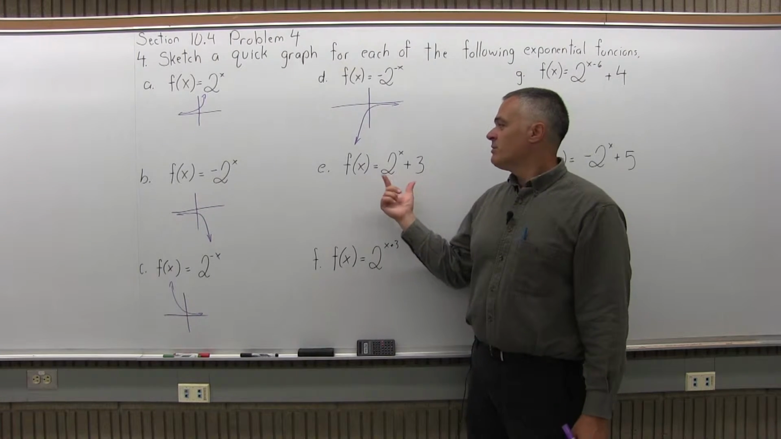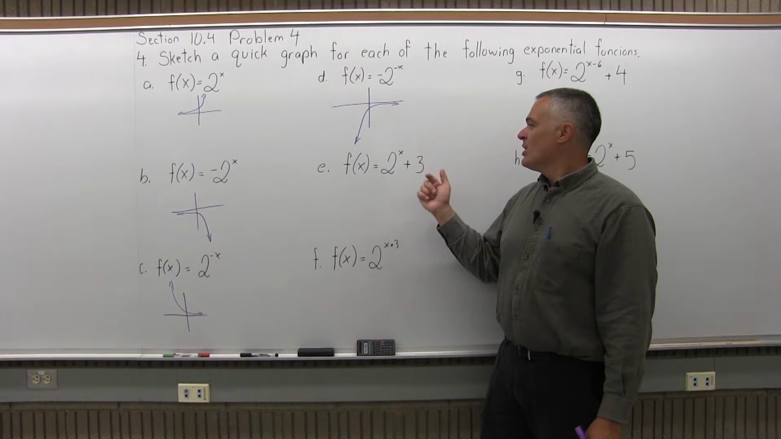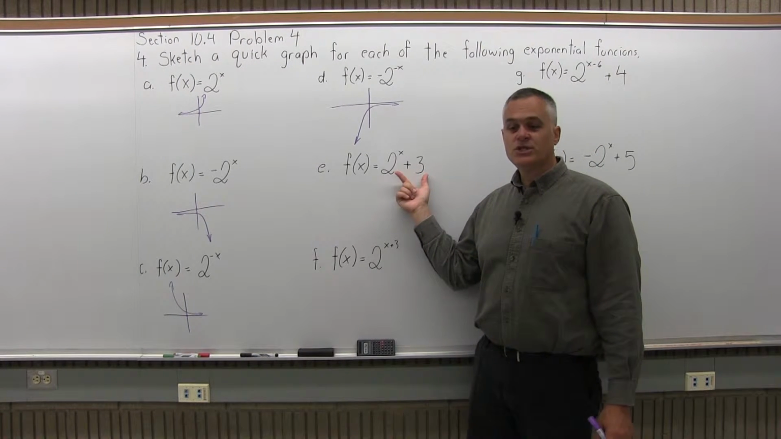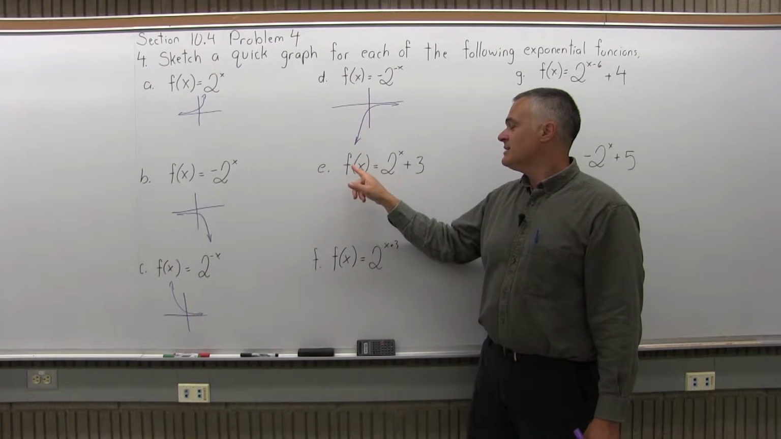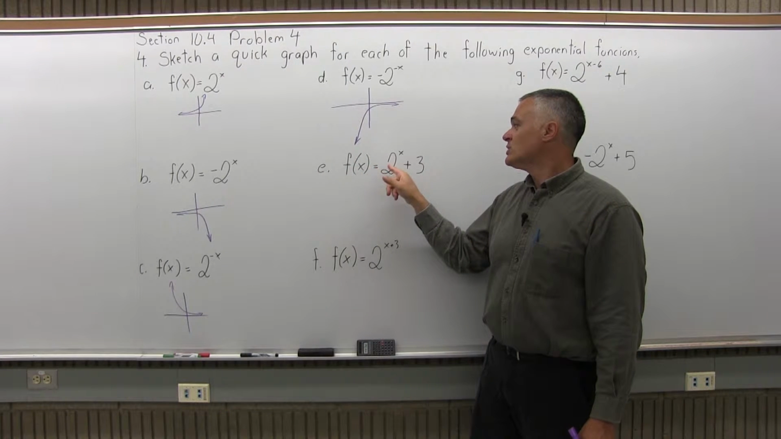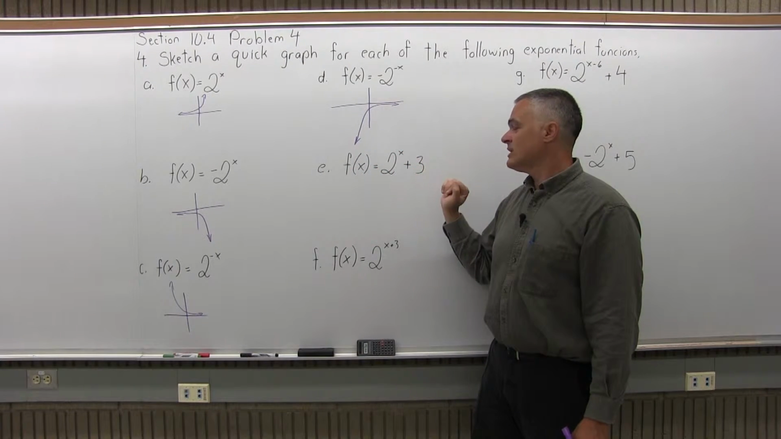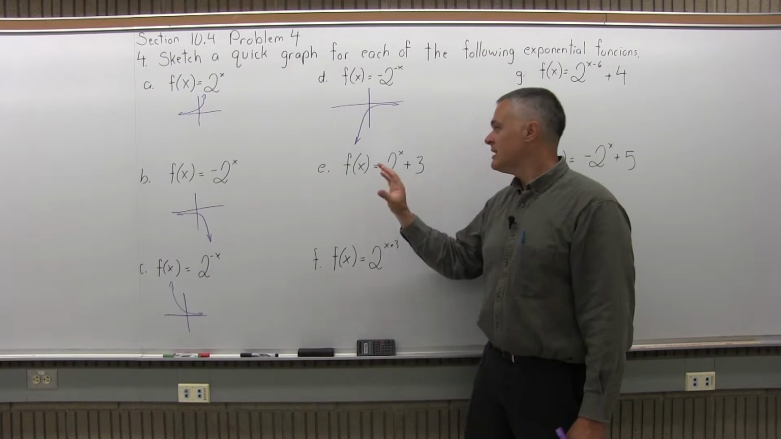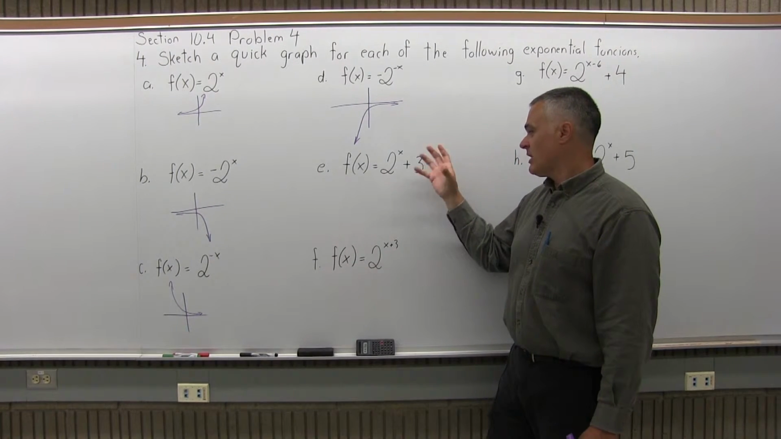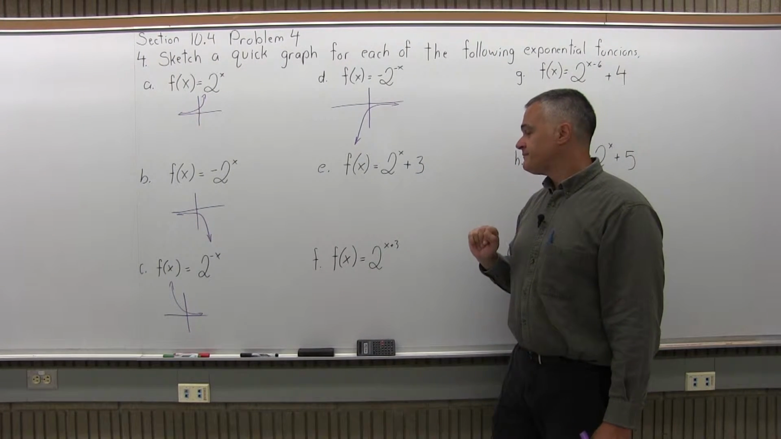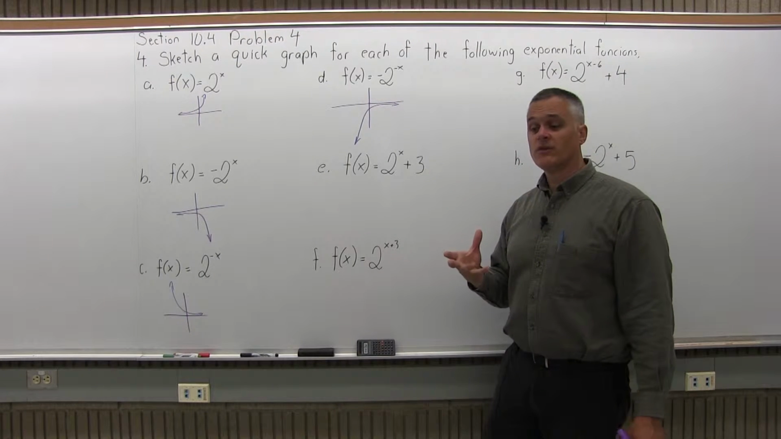So now with part E, we start using what's called a shift. Part E says graph f of x equals 2 to the x power and then plus 3, where the plus 3 is not in the exponent. It's a number like the 2. What that is, that's what you call a vertical shift.